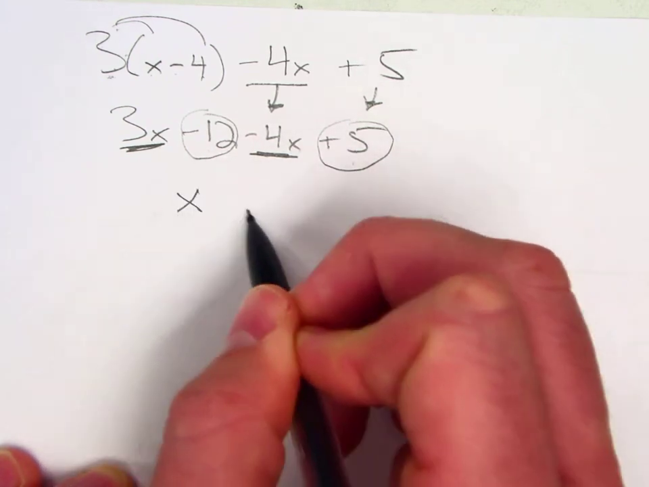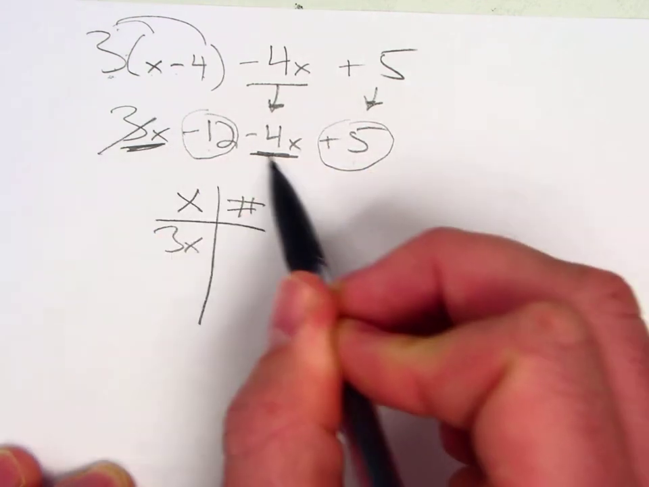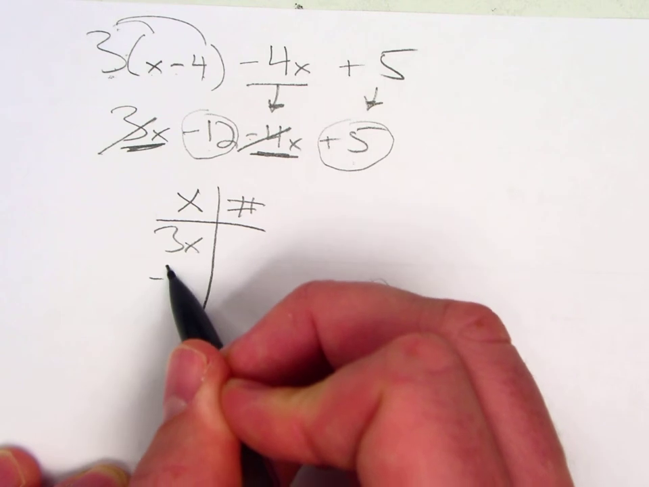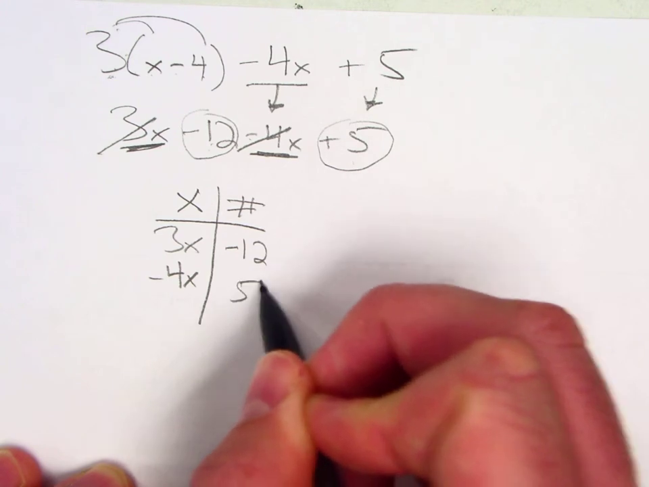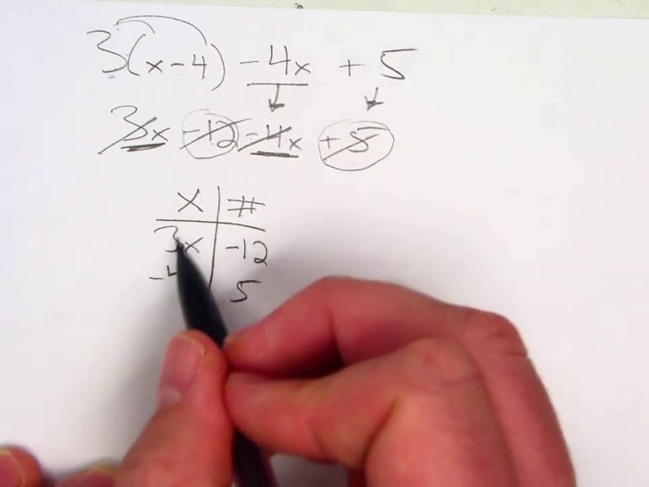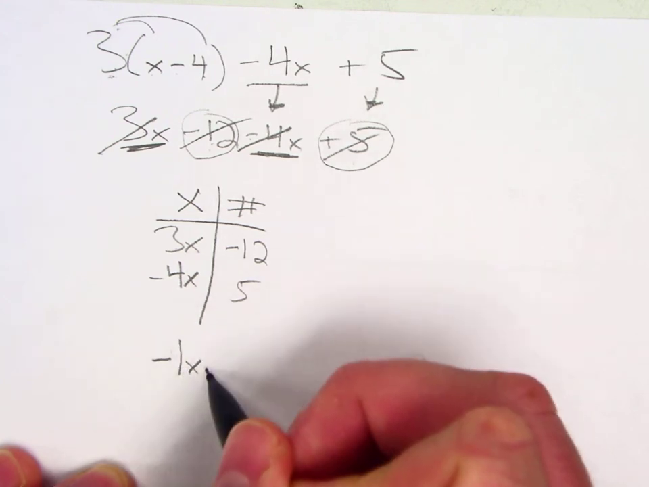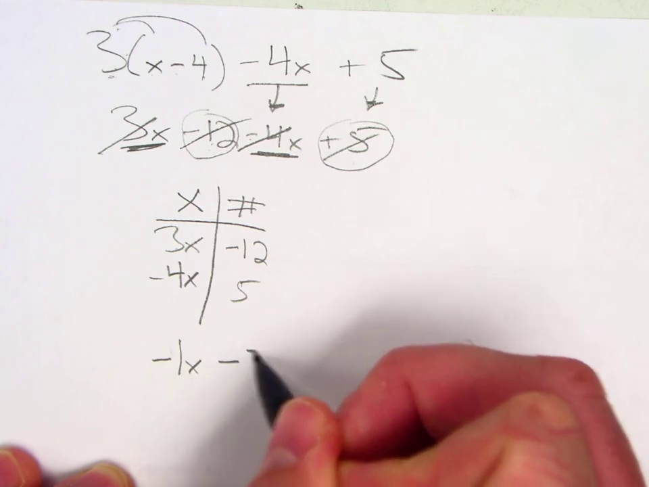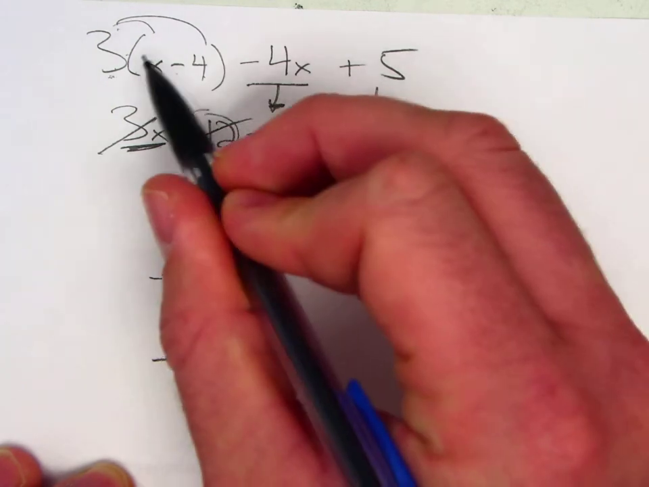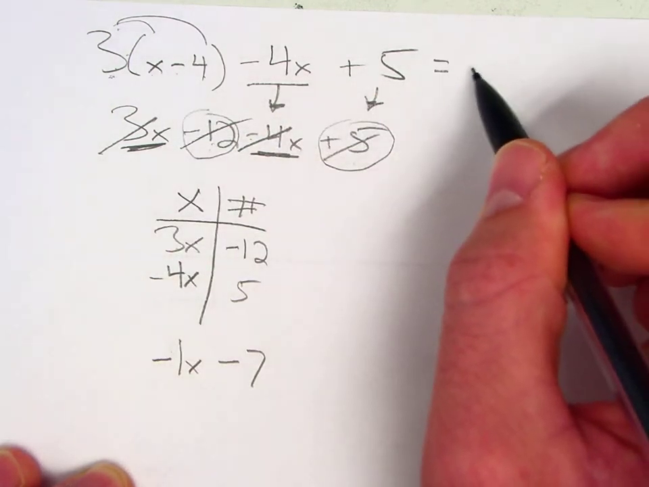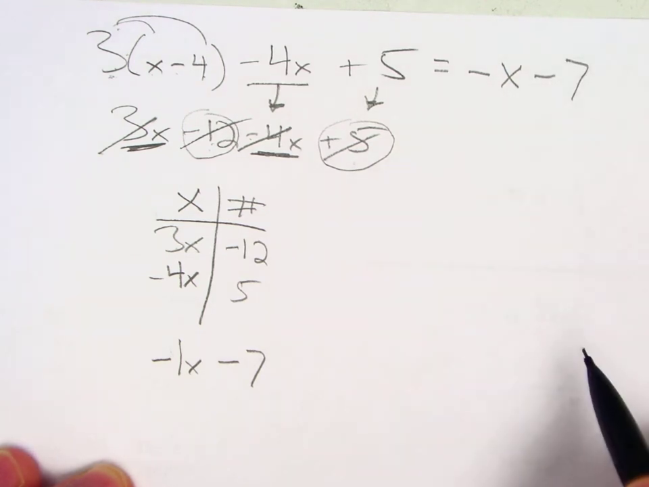So I like to draw a little table to divide them into my two groups. I've got my x terms, which would be 3x and negative 4x. I always got to include the sign in front of them. And then my constants are negative 12 and 5. From here, I'm just going to combine my like terms. 3x and negative 4x will add to make negative 1x, or in other words, negative x. And negative 12 and 5 make a negative 7. So I can simplify this original expression up top, and once I'm completely done simplifying it, I have negative 1x, or in other words, negative x, minus 7.